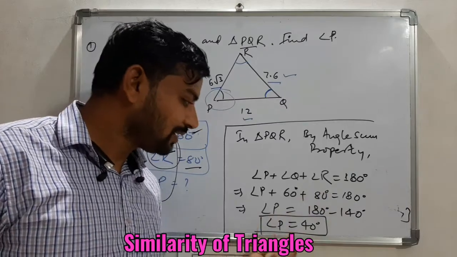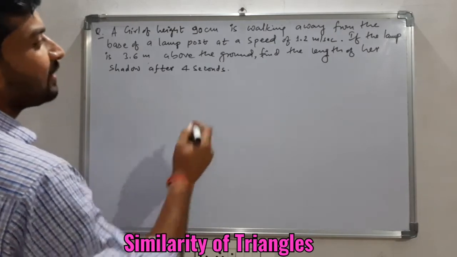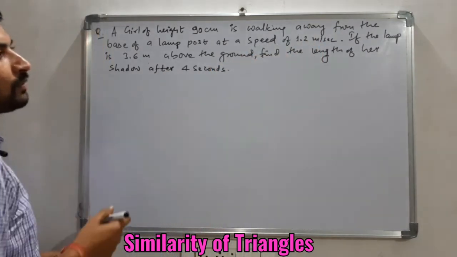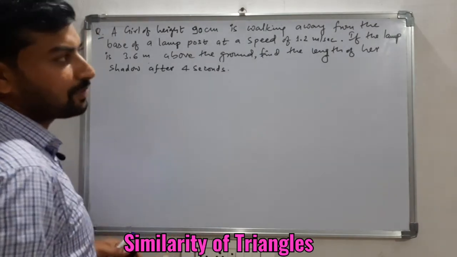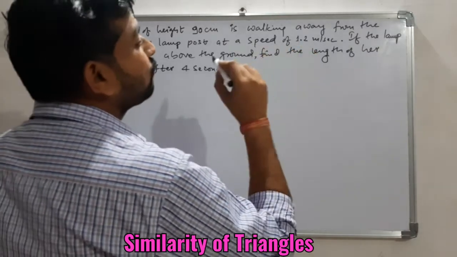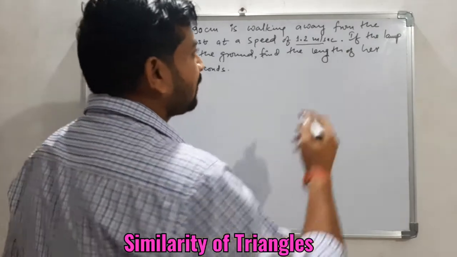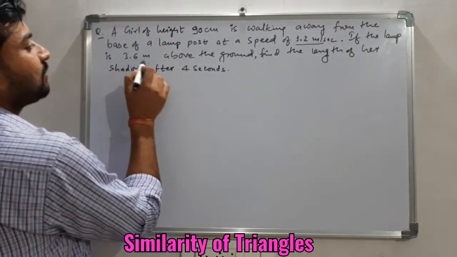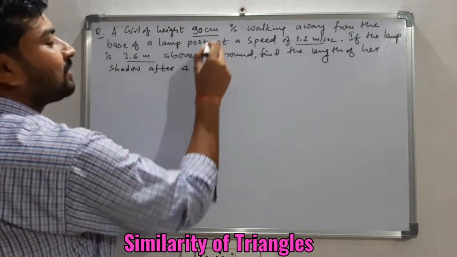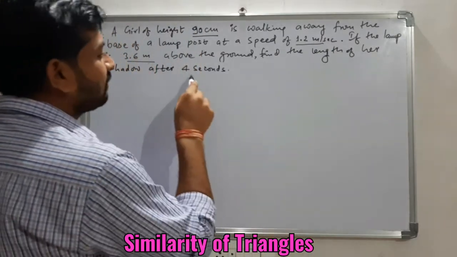So the value of angle. So now let us come to the second question here. A girl of height 90 centimeters is walking away from the base of a lamp post at a speed of 1.2 meter per second. If the lamp is 3.6 meter above the ground, means this is the height of lamp post, 90 centimeter is the height of girl. We need to find the length of her shadow after 4 seconds.